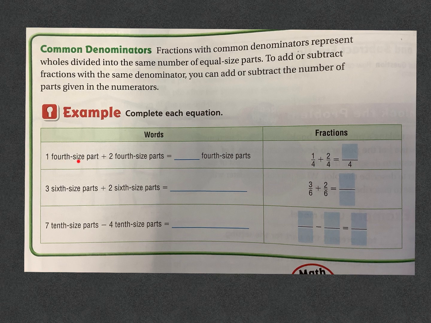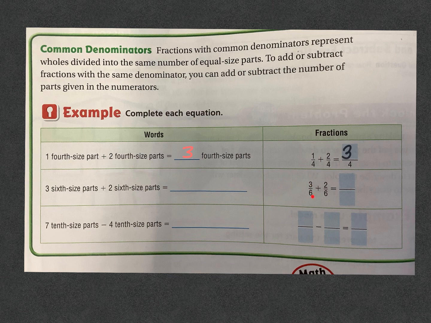So we have 1/4 size part, and we're adding 2 4th size parts. How many 4th size parts will we have? 1 4th size and 2 4th size is 3 4th size parts, and here it is calculated. 1/4 plus 2/4. We still have it cut into 4 equal pieces. That stays the same, but I get 3/4 that I still have.